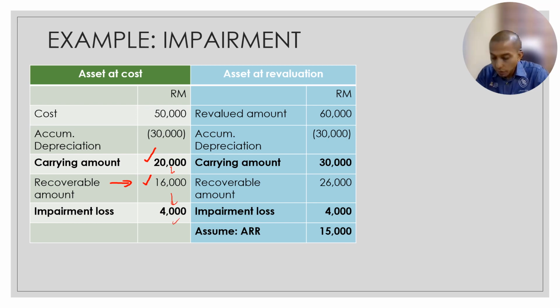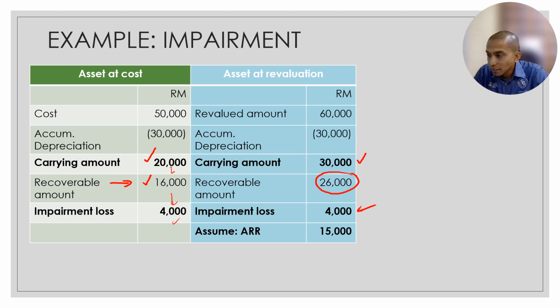Alright. So the other way around, in another question, the revalued amount is 60,000. So the accumulated depreciation is 30,000. So minus, we get 30,000. All right. So this is the carrying amount. So the impairment loss is 4,000. Okay. Impairment loss is 4,000.